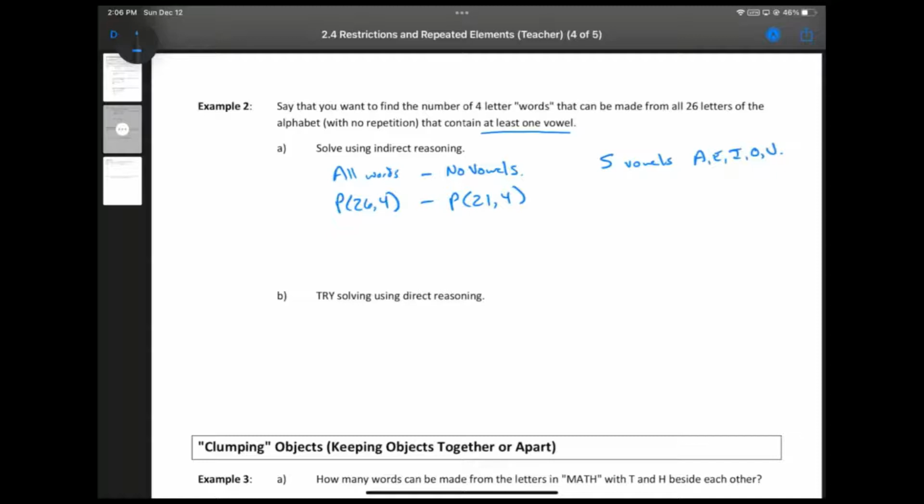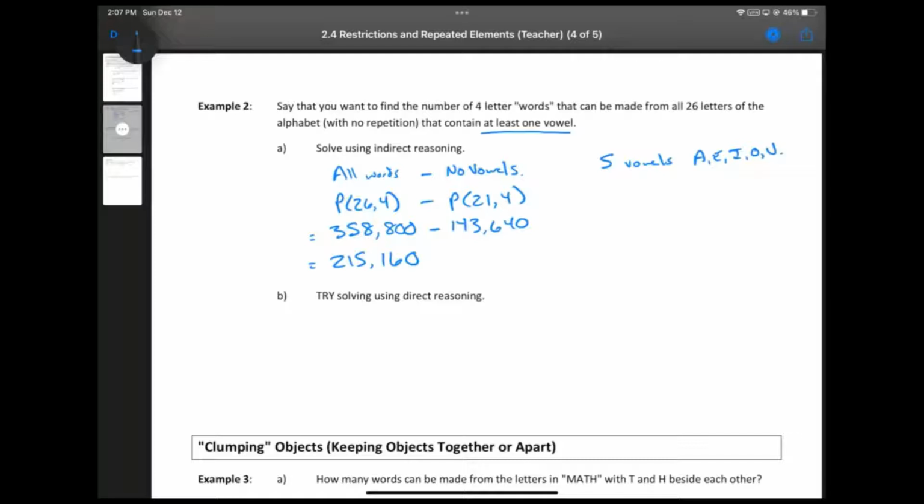Okay, neither of those two things is particularly complicated. So now I just pull out the calculator and do 26 pick 4, which is 358,800, and then 21 pick 4, which is 143,640. And then if I do that subtraction without screwing up, I should get 215,160. Okay, so that's the number of possible 4-letter words that I can make that have at least one vowel in them.